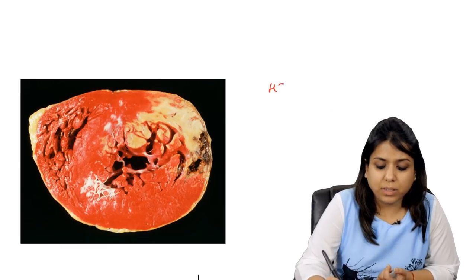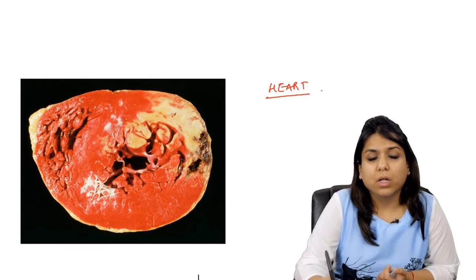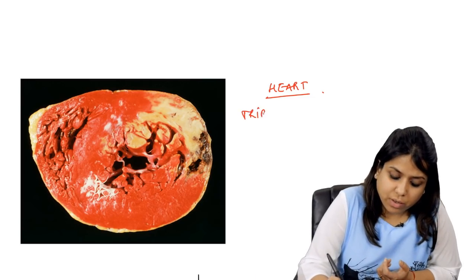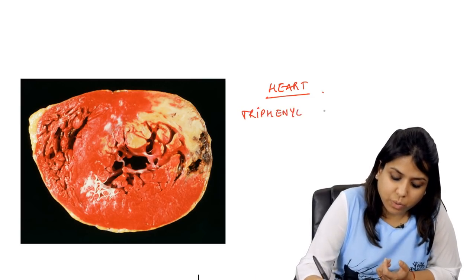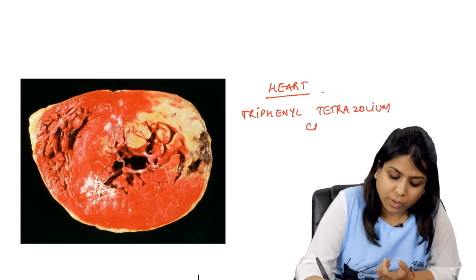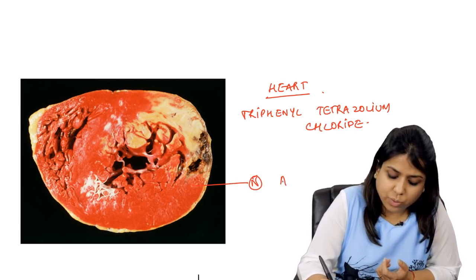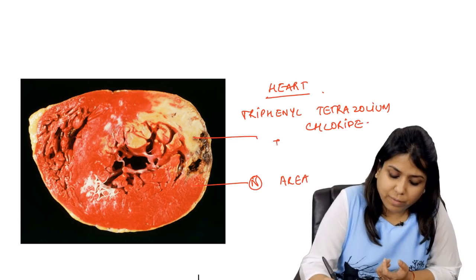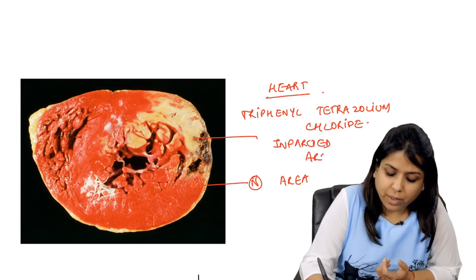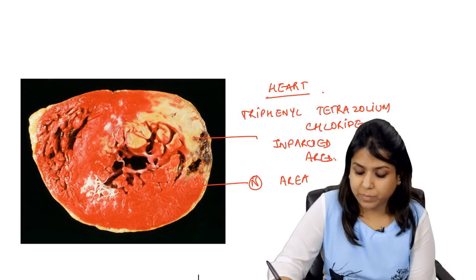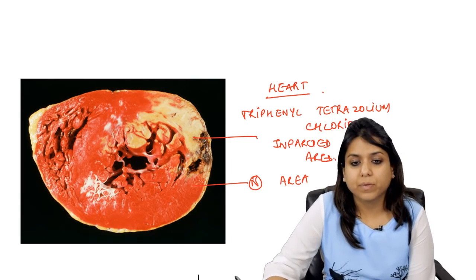This is a heart. This image was asked in last year's AIIMS exam. When you stain the heart with triphenyl tetrazolium chloride, the normal area shows red color while the infarcted area shows a pale or yellow color. Infarcted area shows a pale or yellow color, normal area shows a brick red color.